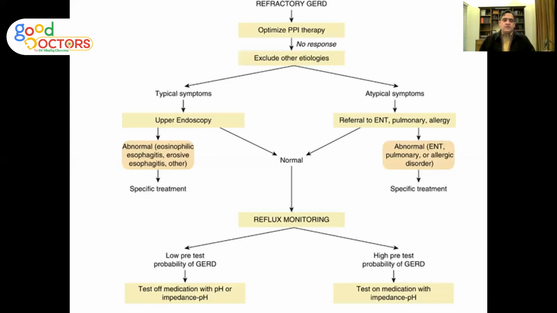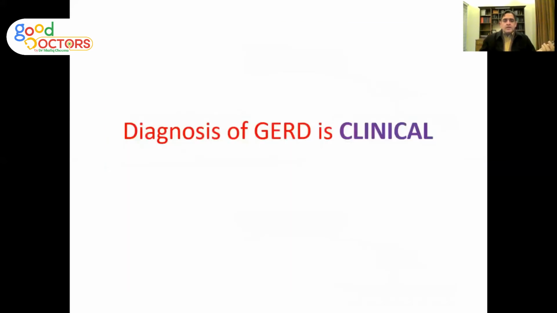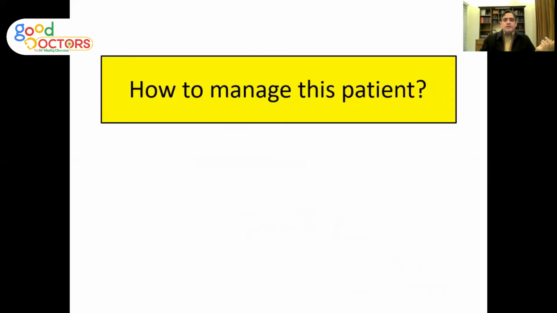If there is a high likelihood of the patient having reflux disease, you don't need to stop proton pump inhibitors. But if the pretest probability is low, then you stop treatment for 2 weeks before proceeding with the pH monitoring. So that was briefly about how the pH monitoring is done. One thing to remember is that the diagnosis is clinical, and endoscopy and tests should only be used judiciously where indicated.